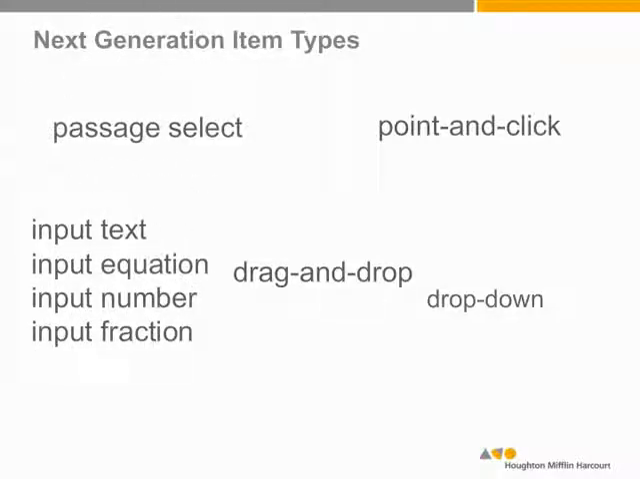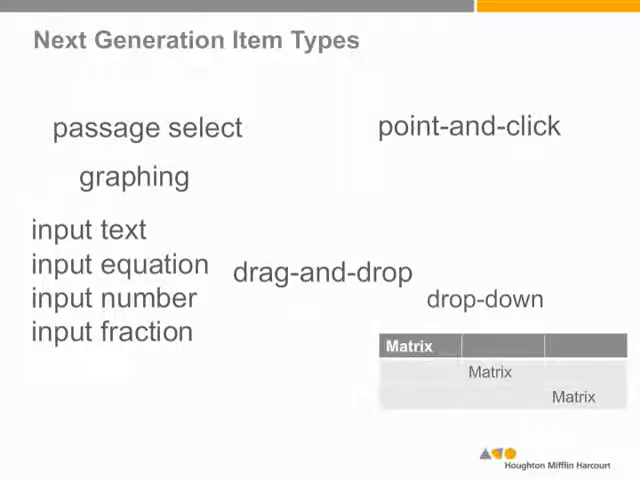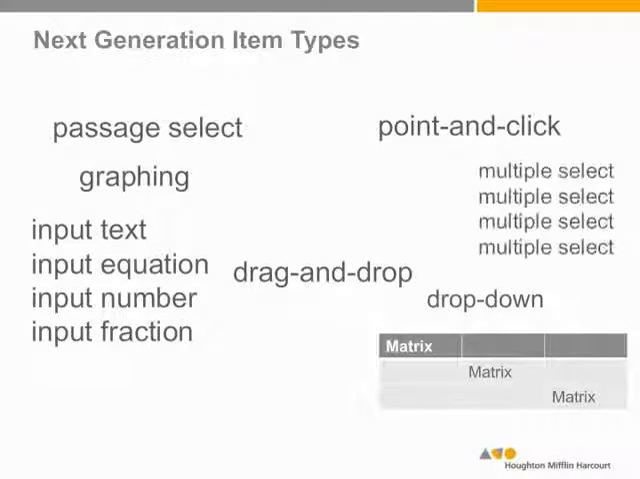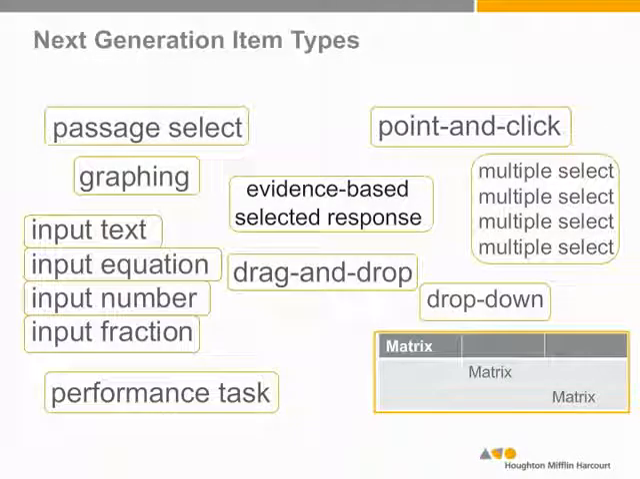input fractions. Graphing items. Matrix items where a student is presented with a chart or a table and is asked to organize the information within the matrix. Multiple select items, in which more than one answer choice is correct. Evidence-based selected response items that can also be used for Part A, Part B scoring. And performance tasks. Performance tasks present a student with a series of tasks, and the student is asked to respond to the prompts.